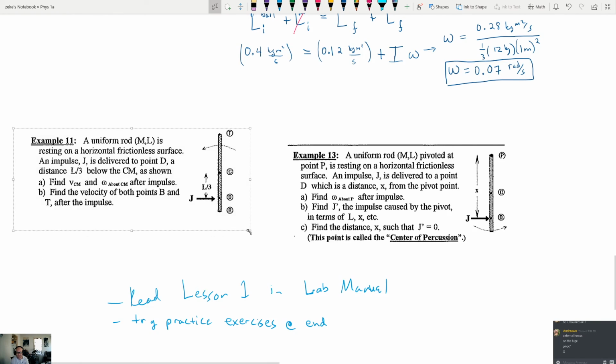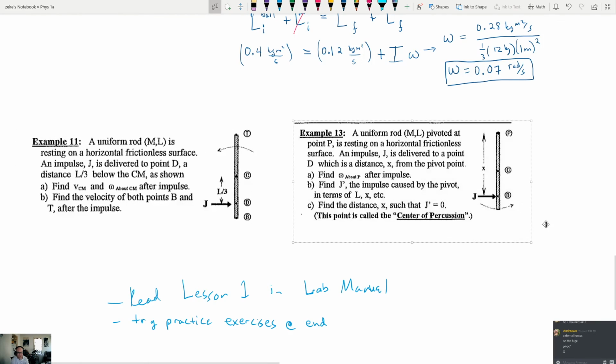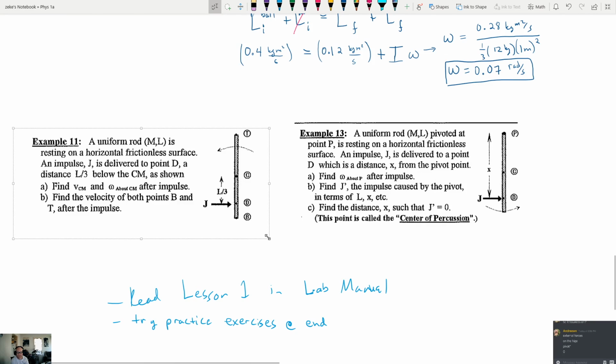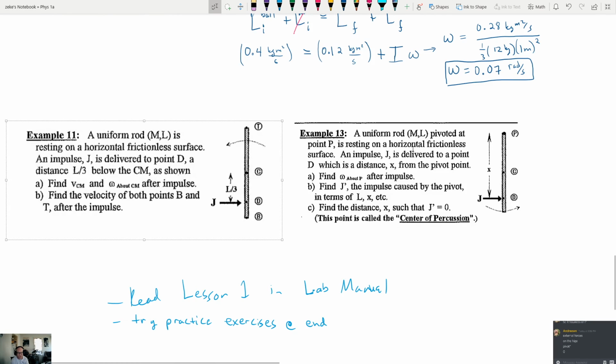Okay, so getting back to these 2 problems. We're also going to do these problems in class. We'll probably start class with these 2 problems, and then we're going to do this stuff for the rest of class. These are a little bit different. Let's just read example 11 so you can get an idea for how these are different from the ones we did today. It says a uniform rod with a mass m and length L is resting on a horizontal frictionless surface. An impulse J is delivered to point D.